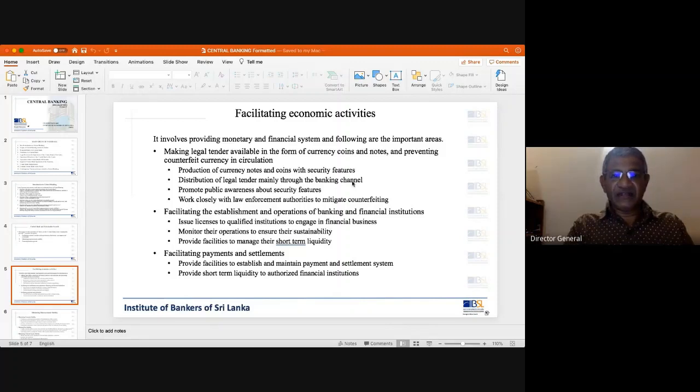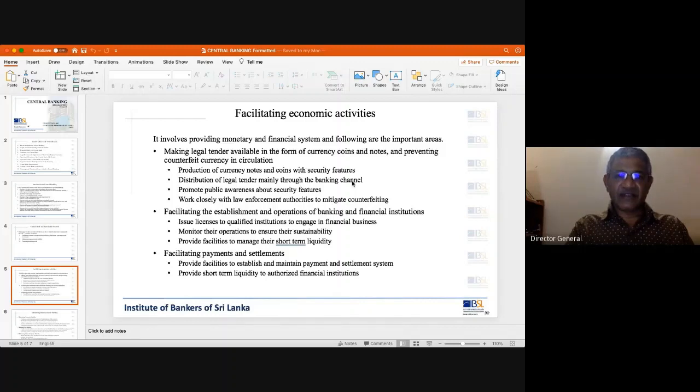Making legal tender available in the form of currency, coins and notes, and preventing counterfeit currency in circulation. That is the main area. Making legal tender available. We said the central bank is the legal authority to produce currency notes, and also it has to distribute. So that legal tender is in the form of currency, coins and notes. We have already seen the notes, coins also you are familiar with. And there's another part added to that, preventing counterfeit currency in circulation.